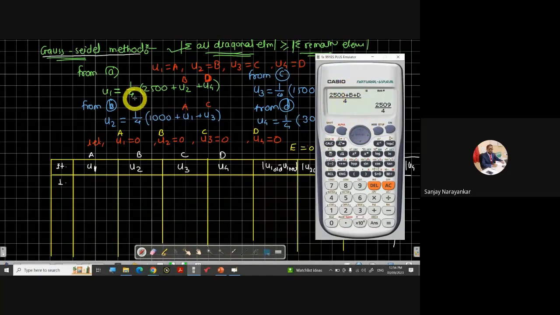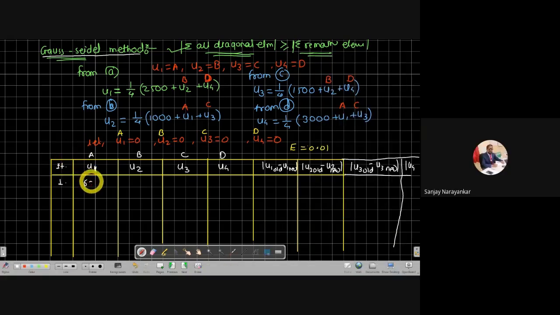ये equation है ना U1 के लिए. Hello students. Yes, sir. हाँ, so पहले जो assumptions value है, 0, 0, 0. All values are 0, so I'm going to put that. What's the value of B? 0. What's the value of D? 0. So what's the value we are getting here? 6 to 5.